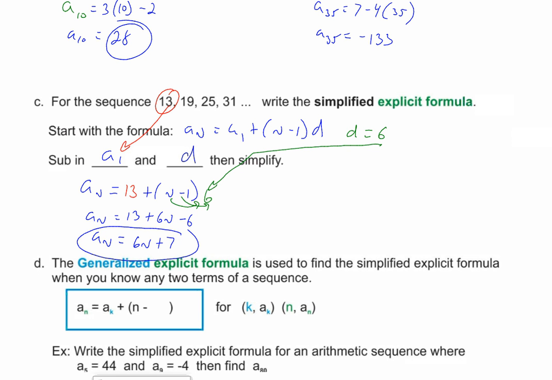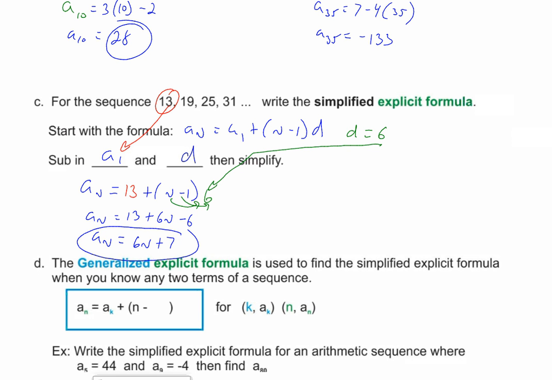So maybe it's a problem like a sub n equals 6n plus 7, and it asks us to find the common difference. Well, it might not always be clear that the common difference is the multiplier of the n. So you could always do 2 successive terms to be sure. Okay, but here it is 6.